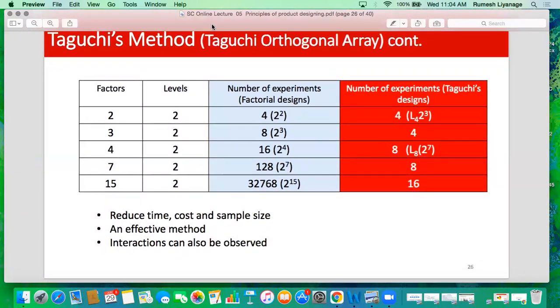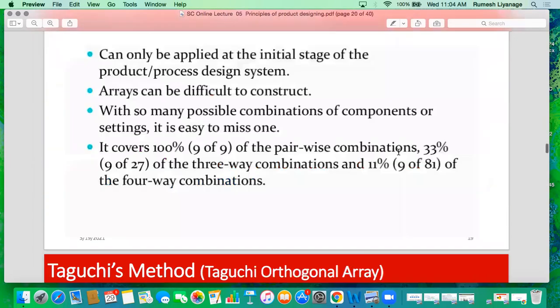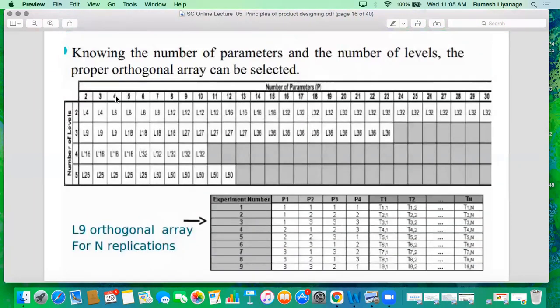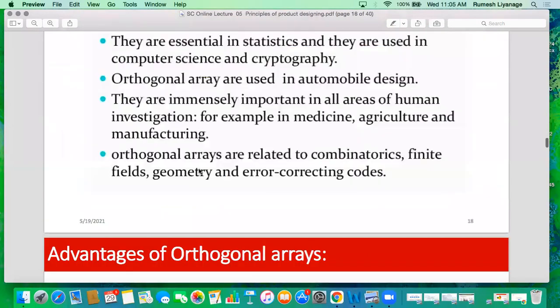And this is again one example, factors, levels, and how many designs for factorial designs and Taguchi's design. If there are 4 factors and we are going to check them at 2 levels, so 2 to the power 4, 16 experiments have to be conducted under the factorial design. But here, only 8 designs. In this table you can find it. Here 4 factors, 2 levels, L8 design. This is the result.